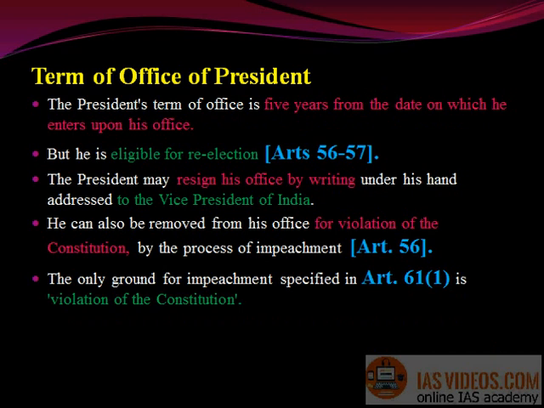Term of office of the President. The President's term of office is 5 years from the date on which he enters upon his office. But he is eligible for re-election. Articles 56-57. The President may resign his office by writing under his hand addressed to the Vice President of India. He can also be removed from his office for violation of the Constitution by the process of impeachment. Article 56. The only ground for impeachment specified in Article 61(1) is violation of the Constitution.